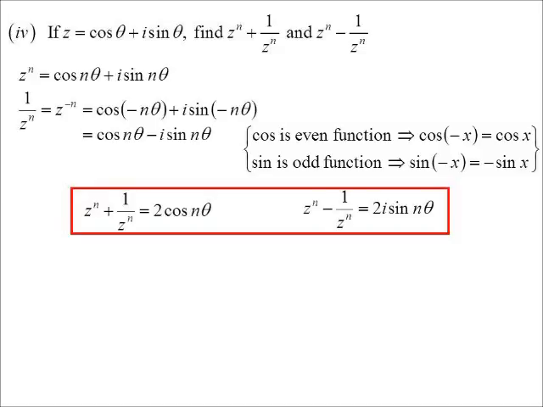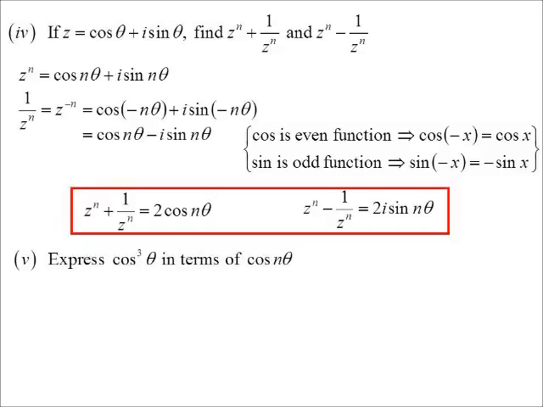However, if they do not ask you to prove it, it is certainly fine to quote it. It is pretty much an accepted result. So if you need to use that idea to solve any problem, don't worry about proving it unless they ask you to. You can just quote it and say, well, zⁿ plus 1/zⁿ is 2 cos nθ, and similarly for the sine one. Well, how do we use it?